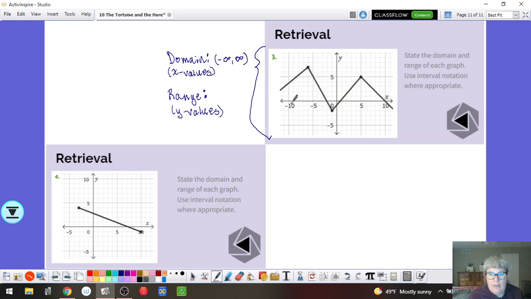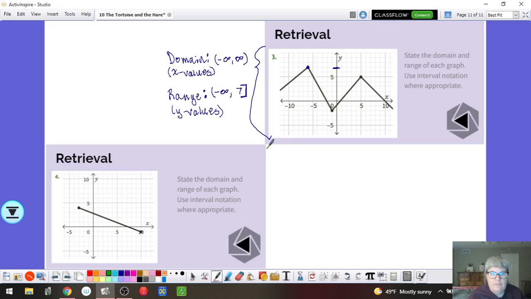My range, however, doesn't seem to go any higher than 7. That seems to be my highest. And because these ends are each coming down, and we're assuming that the domain continues, we're going to say that our range will go from negative infinity, so any value down below, up to 7. And I'm using a square bracket on the 7 because we're including that value on the graph.